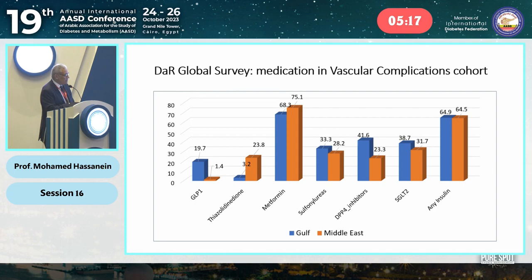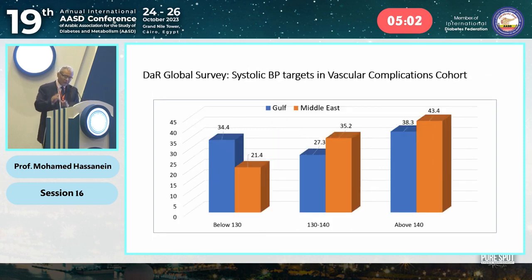But even in places with good resources, less than 20% are prescribed a GLP-1 and less than 39% are prescribed an SGLT2 inhibitor. So clearly, we are missing out for many of our patients. It's not just about the drug.